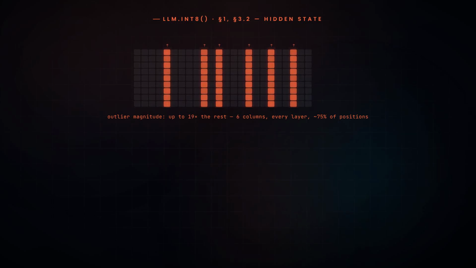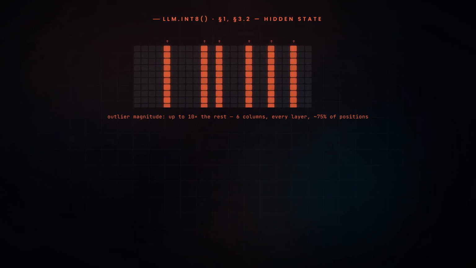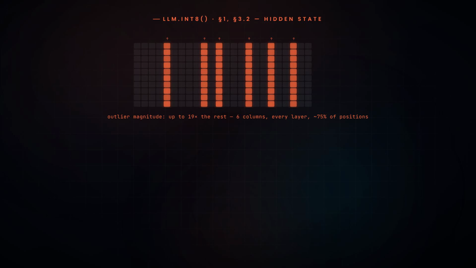Here's the payoff of the wrong 0.1% teaser from the intro. The authors ran the ablation you'd want. Just zero those dimensions out. They're only 0.1% of the features, who cares? And see what happens.